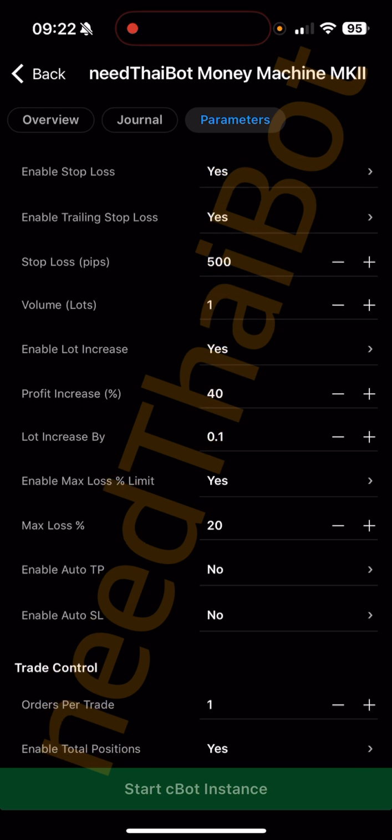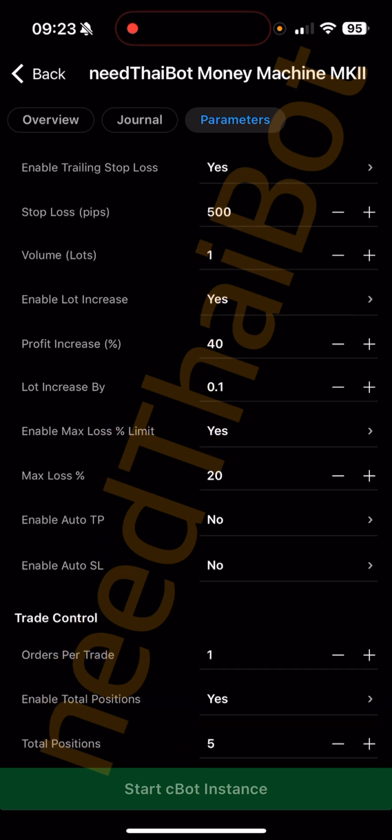And enable lot increase, you can set it to automatically increase the lot by, so this one is by 40%. If the bot makes 40% profit, then you can increase the lot, this one is set to 0.1. So if the bot makes 40% profit, it will increase your lot by 0.1. So basically, if you have one lot, it will become 1.1 lot in the next trading after 40% profit. So you can set like 70% profit as well.